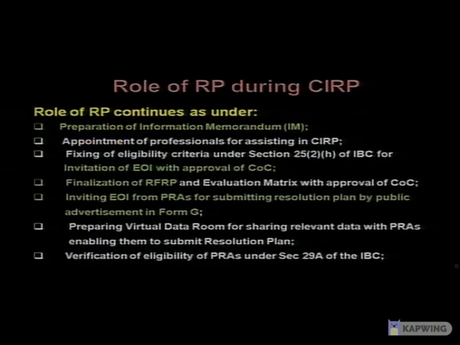And once an IRP is confirmed as an RP, or a new RP is appointed, at that point of time comes the important role of preparation of the information memorandum, then fixing of an eligibility criteria, which needs to be fixed with the approval of the COC, that is for invitation of EOI, which is called a Form G, which we'll be discussing in detail. Finally, the RP would be finalizing the RFRP, the evaluation matrix, and then the invitation of the EOI from the prospective resolution applicants will be done, who will be submitting their resolution plans, and finally, there will be verification of the eligibility of the PRAs, etc.